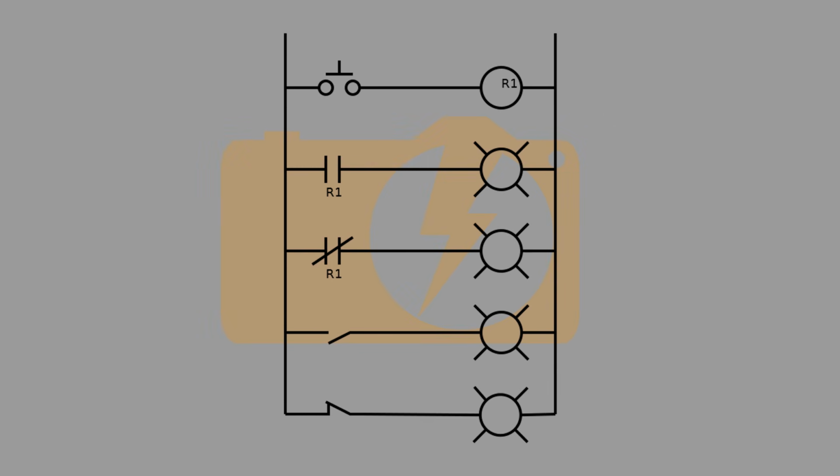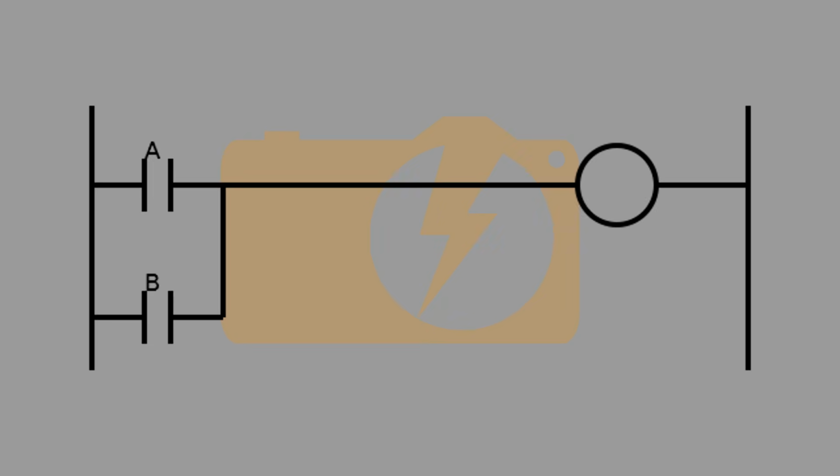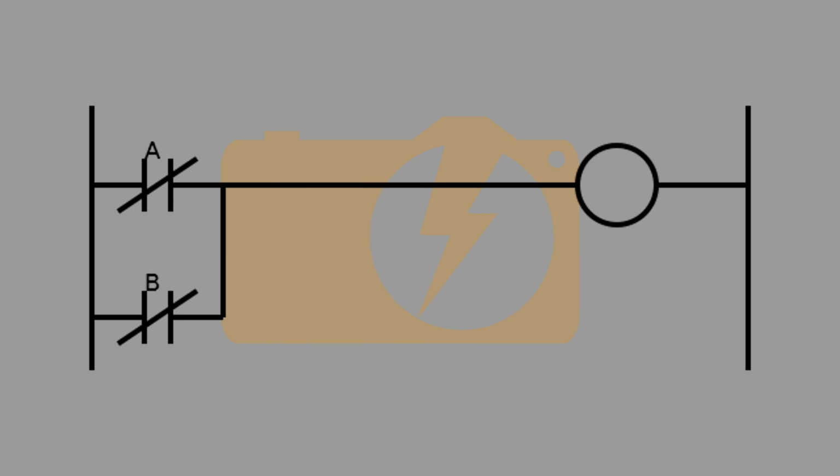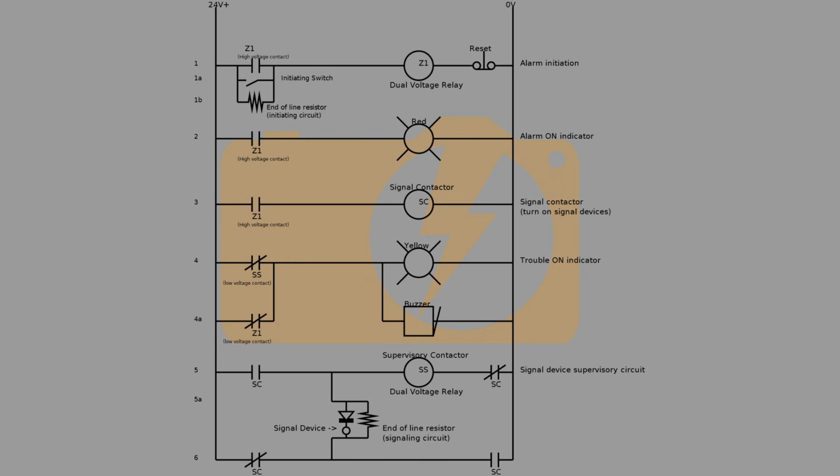By using different arrangements of coils, normally open and normally closed contacts, it's possible to make any logic gate, including AND, OR, XOR, or NAND gates. By combining these gates, it is possible to make complicated control hardware.